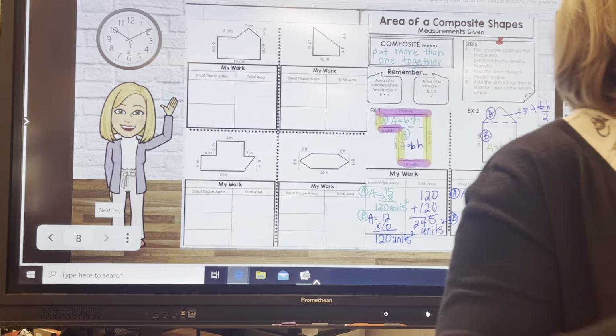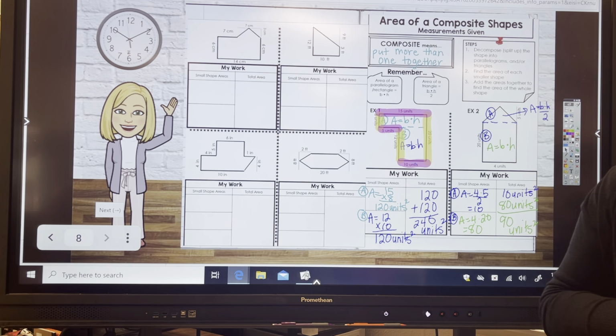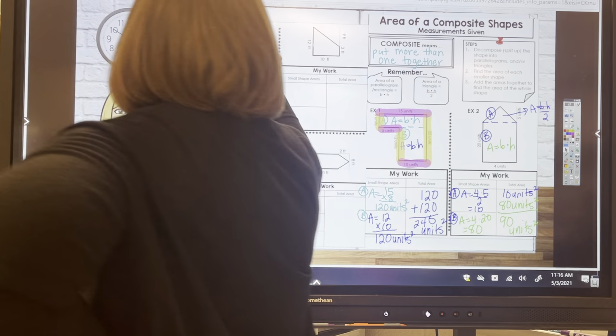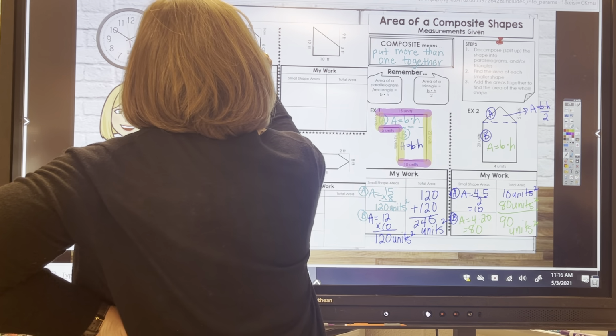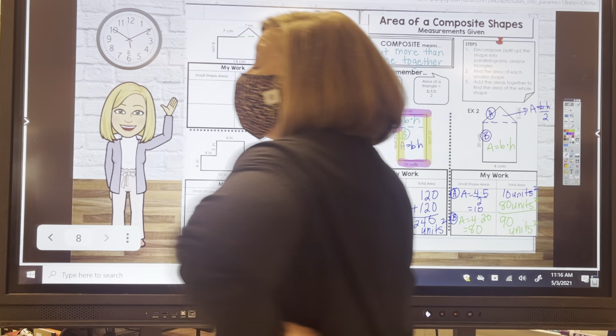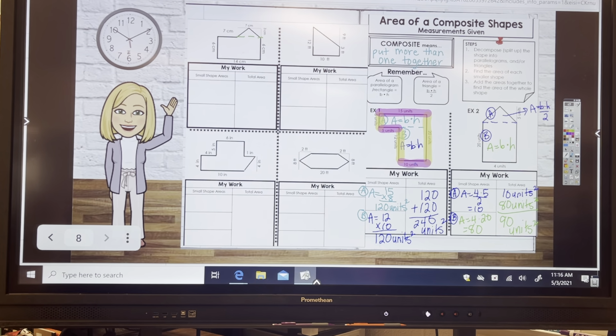All right, so tell me, how do we break this shape apart? Make it a triangle and a rectangle. What'd you make it, Ava? We could make it into a trapezoid, but y'all, a triangle is way easier than a trapezoid. My suggestion to you is to make it into a triangle.